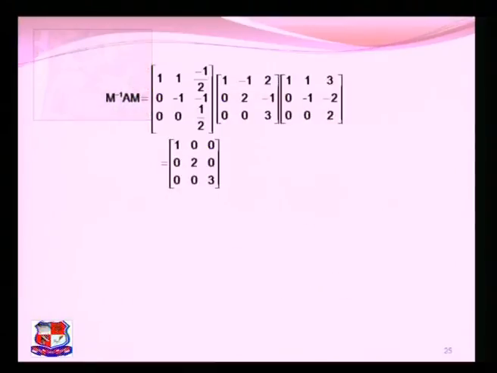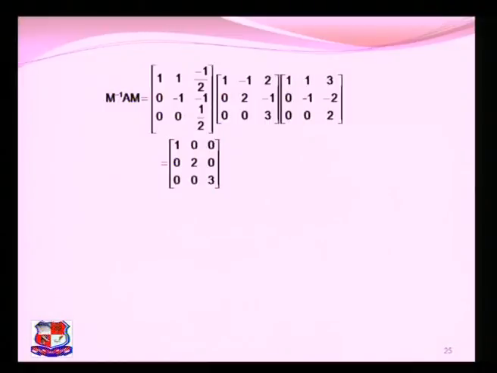So by taking M inverse into A into M, here M inverse is equal to 1 1 minus 1 by 2 0 minus 1 0 0 1 by 2, into A, that is 1 minus 1 2 0 2 minus 1 0 0 3, and this is M, that is 1 1 3 0 minus 1 minus 2 0 0 2. Okay, so by multiplying these three matrices we will get M inverse into A into M.